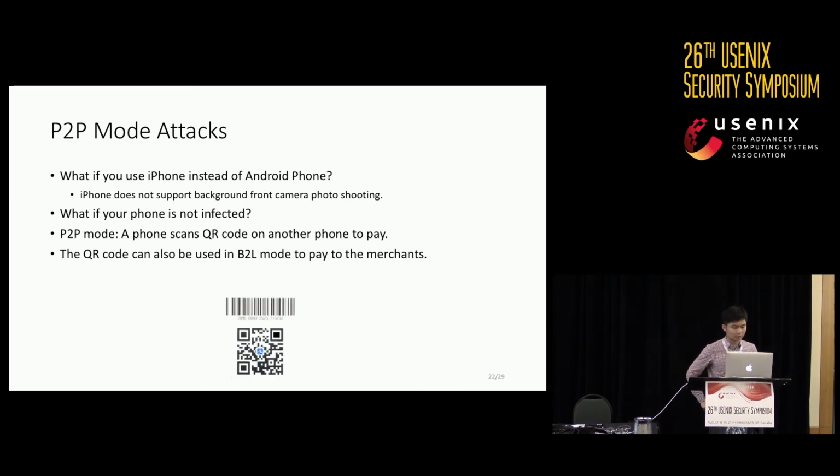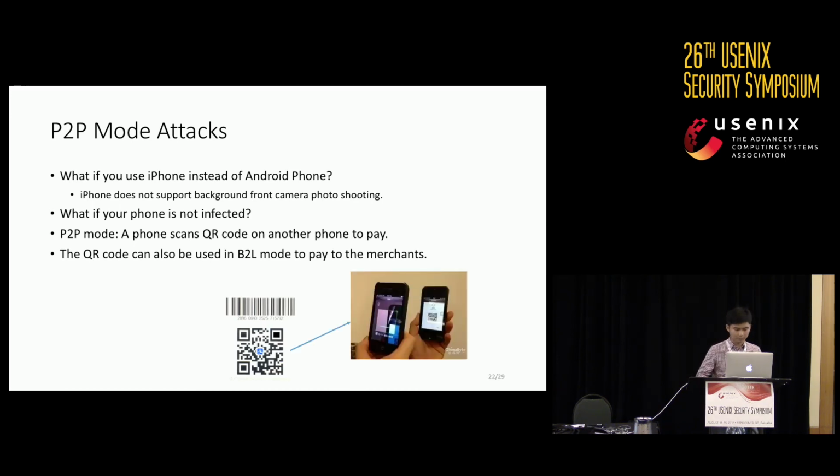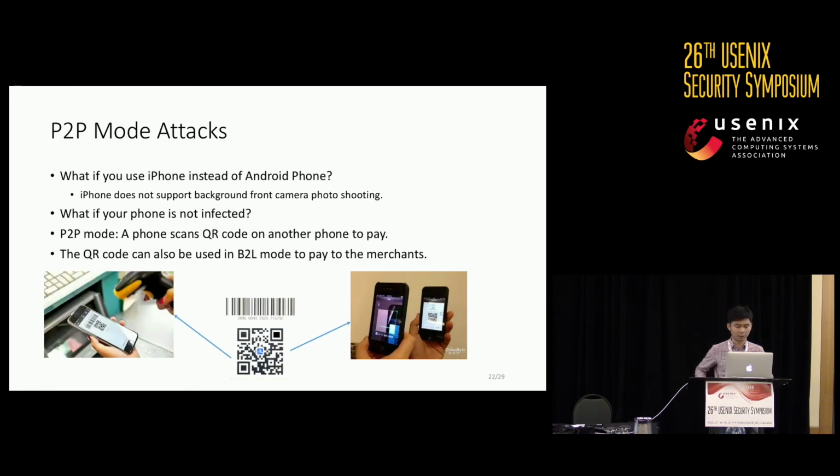And the QR code generated can be used in both P2P mode and P2L mode. Just to say, by tapping the button on the mobile payment app, if it is scanned by your friend's phone, it will enter the transfer mode. If it is scanned by the post scanner, it can be used by the vendor to do payment.